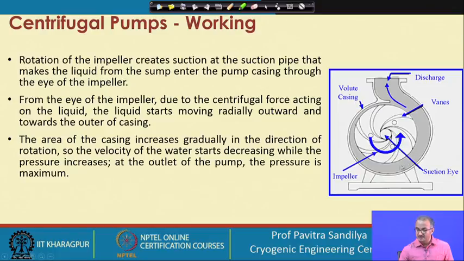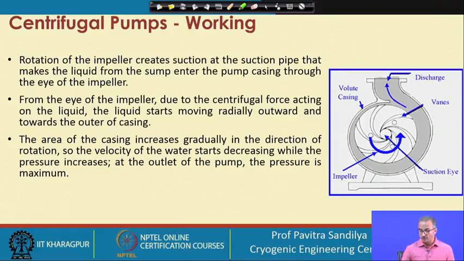Once it leaves this impeller, what happens? It comes to what we call the volute casing, and this volute casing, as you can see, has an increasing area of cross section. Once the area of cross section increases, what happens? The flow rate reduces, and when the flow rate reduces, the pressure starts increasing. This is the energy balance, so Bernoulli's equation you can use. The velocity reduces, pressure increases, and at the discharge line we will be able to recover much of the pressure, and it will be quite high. It is higher than the inlet pressure.